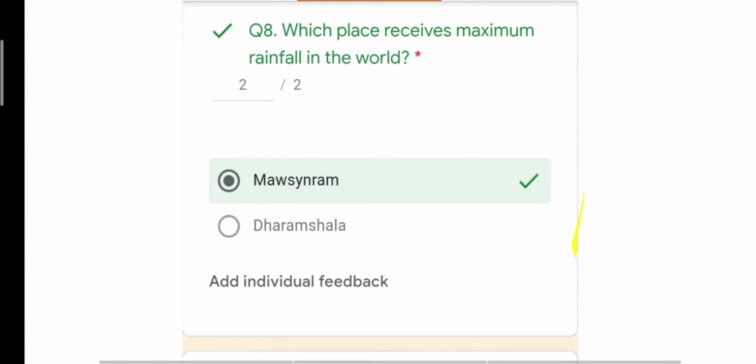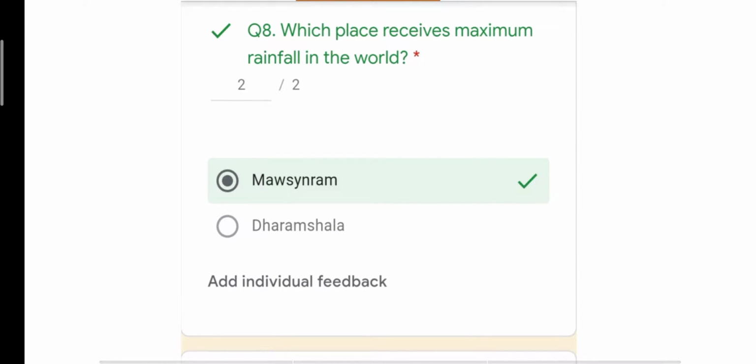Now moving to the next question, question 8. Which place receives maximum rainfall in the world? So the correct answer here is Mawsynram in Meghalaya, which receives the maximum annual rainfall in the world. And Dharamshala, children, is a very beautiful tourist spot in Himachal Pradesh. That is why the correct answer here is Mawsynram.